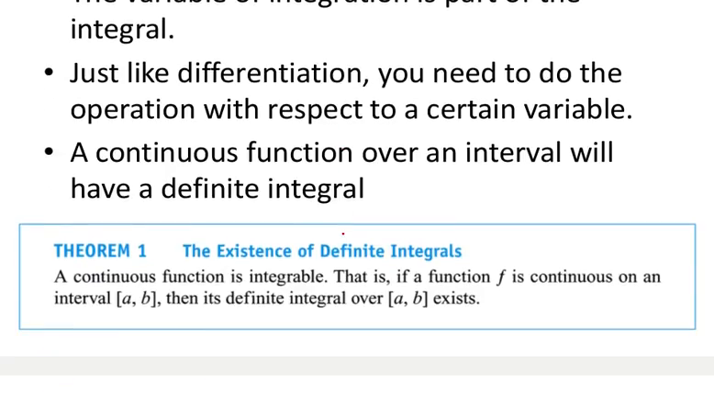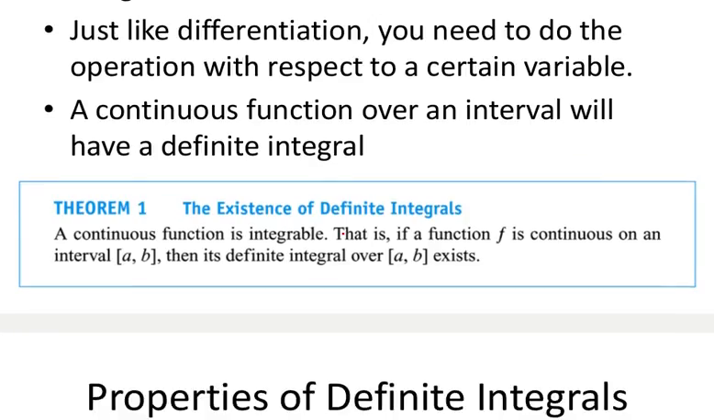And a continuous function across this interval will have a definite integral. If this curve is continuous and without a fracture in it, without a break, where it's undefined, if there's no place where it does an instantaneous turn, this function will have a definite integral, and it will exist.